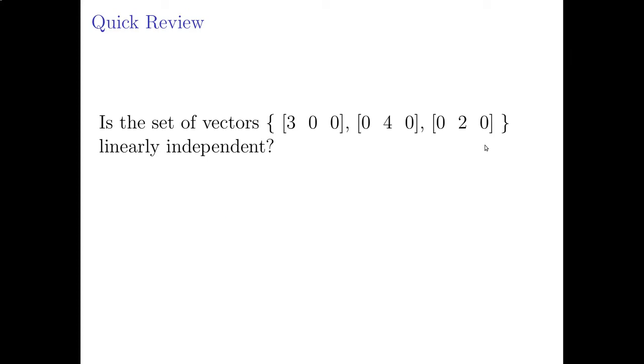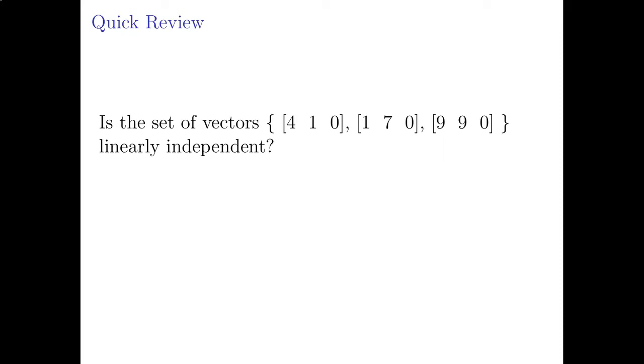What about this one? Also a lot of zeros. 3, 0, 0, 0, 4, 0, 0, 2, 0. Alas, no. You can get the second one from the third, and that's because this one's all y, and this one's also all y. So even though I've got 3 of them, and even though each one points only in one direction, we don't have all 3 directions covered. 2 of them have an overlap.